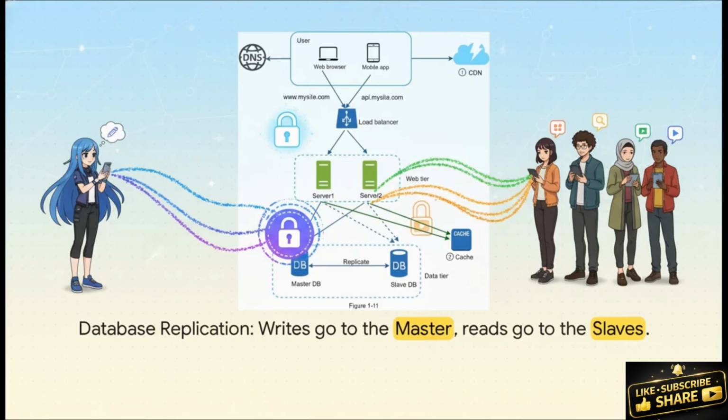The answer is database replication. And this diagram shows the classic master-slave model. It's a brilliant idea. All the write operations, like a new post or a profile update, go to one single database, the master. The master then automatically copies that new data over to one or more slave databases. Then all the read requests from our users get sent to those slave databases. See how we just split the workload? It's a game changer for handling read traffic.